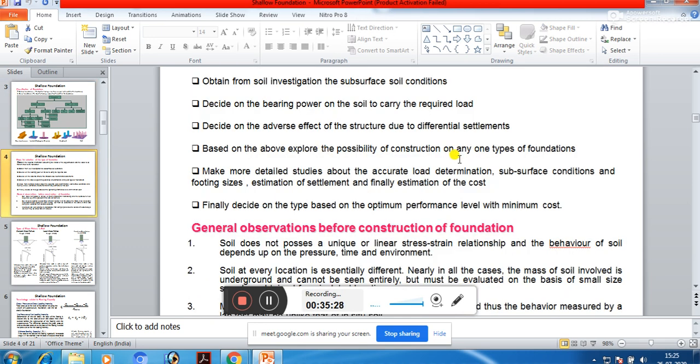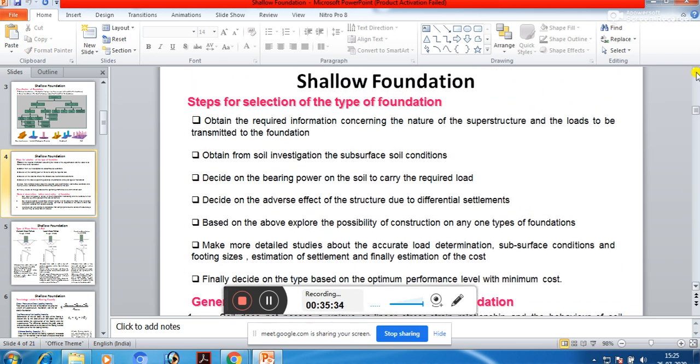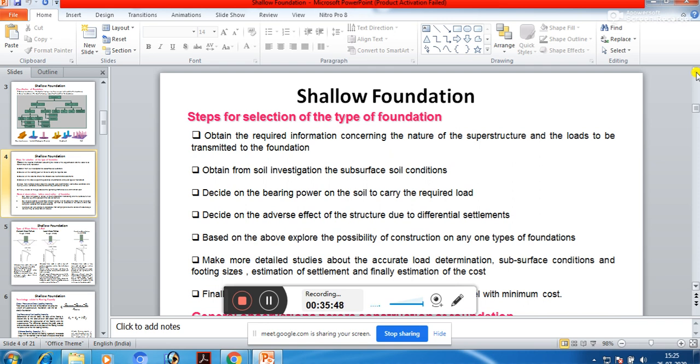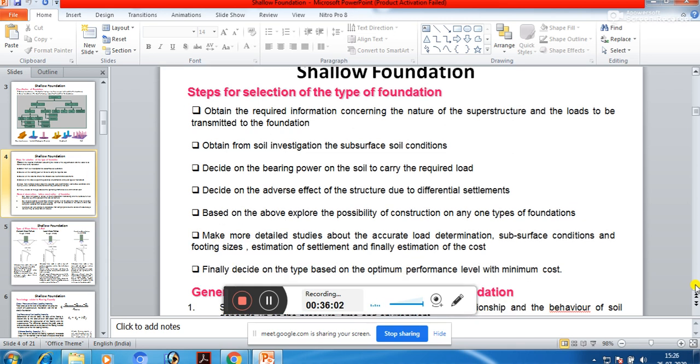Now see the next slide. How do you select a foundation? What are the different steps you need to carry out for selecting a foundation? Here is the point where you need to understand that soil mechanics and foundation engineering are correlated, because if you do not know soil mechanics, you will not be able to do foundation engineering. For the steps for selecting a foundation type, the first thing you need to do is obtain the required information concerning the nature of the superstructure.